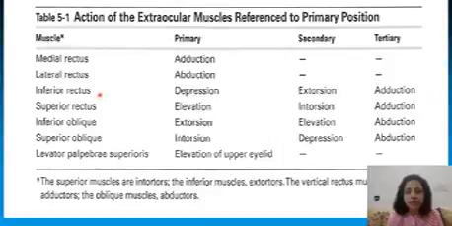So primarily the inferior rectus will cause depression. Along with this, it will also cause extorsion and adduction. Superior rectus will cause elevation, intorsion, adduction. The primary function of inferior oblique is extorsion. Along with this, it causes elevation and abduction. The superior oblique causes intorsion, depression and abduction, and the levator palpebrae superioris causes elevation of the upper eyelid.